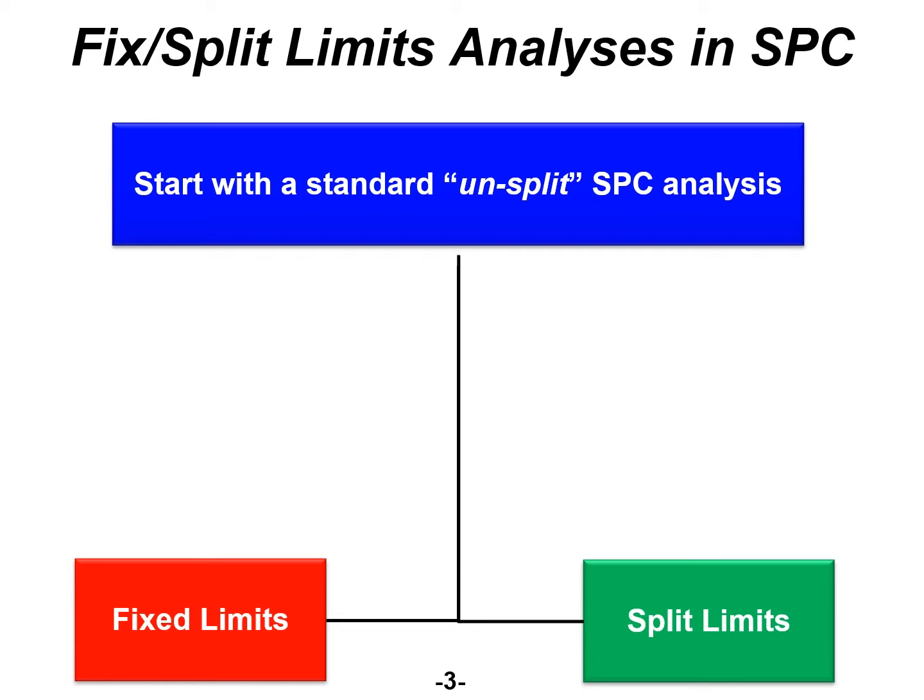This algorithm can help guide your thinking when considering whether to conduct fixed or split limits analyses in SPC. First and foremost, start with an appropriate and comprehensively interpreted standard SPC analysis for the data you are assessing, including the mean, range or precision, the type of variation, common or special cause, and a determination of whether or not the process is in statistical control. In the algorithm, this is shown in the blue box. If you conduct fixed or split limits analyses, you will make changes to this standard SPC analysis to create them.